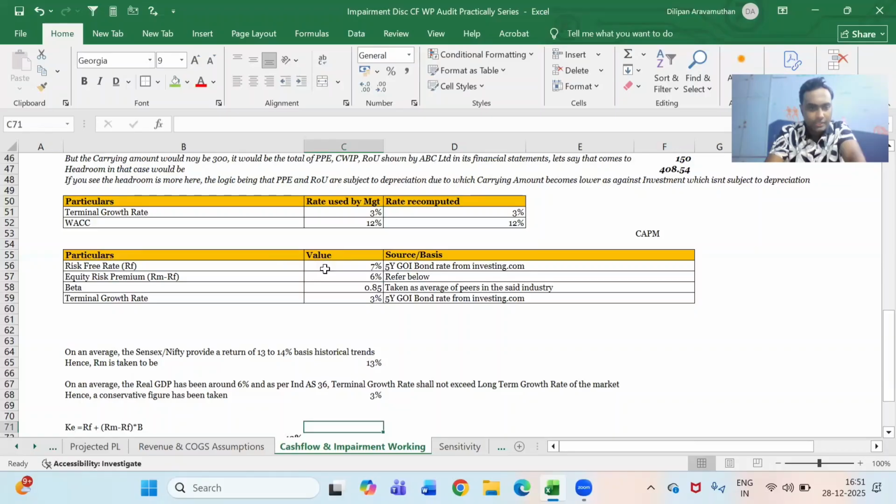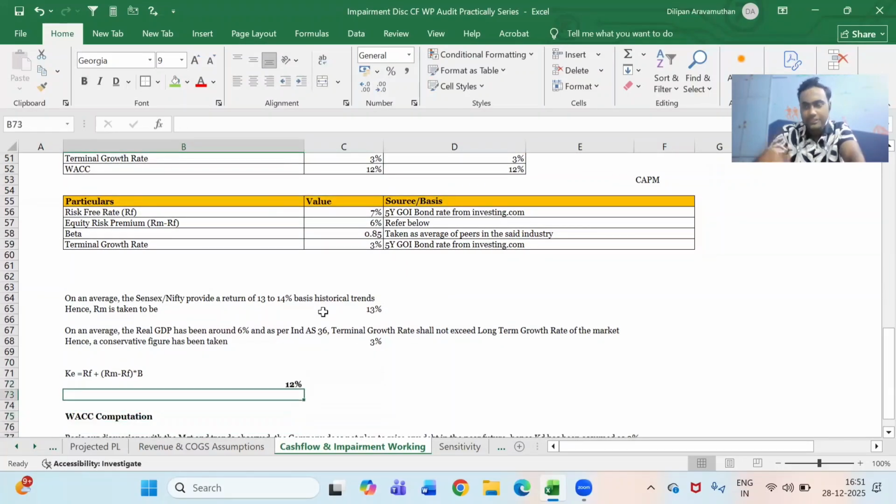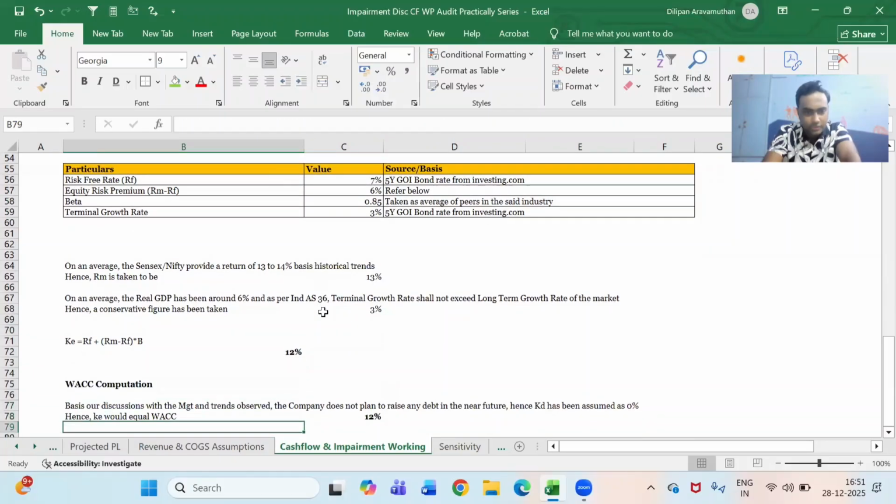So how do we compute the cost of equity here? It would basically be RF, which is 7%, plus RM minus RF. So RM minus RF comes to 6%. So 7 plus 6 into 0.85. So that is how we get a number of 12% here, which is basically our cost of equity, which in turn equals our weighted average cost of capital, since we don't have debt in the capital structure. I hope that's clear. So this is what we arrive at as the weighted average cost of capital.